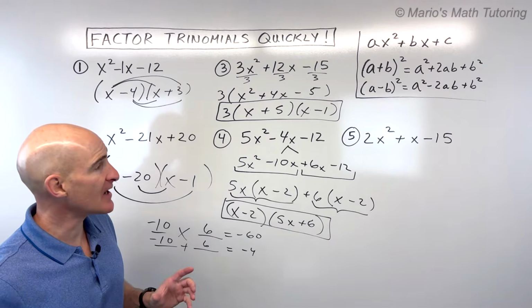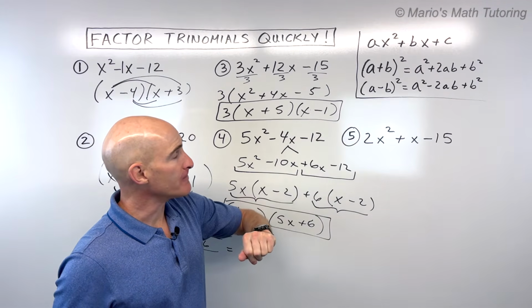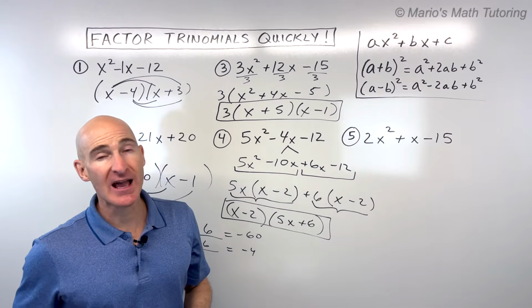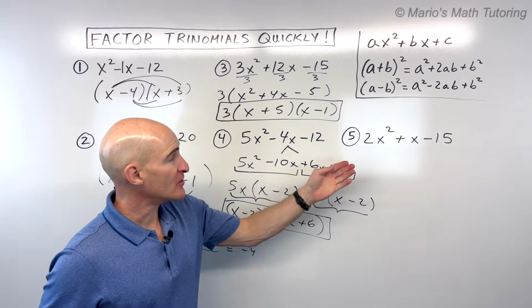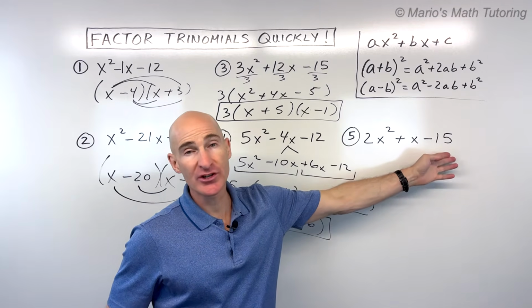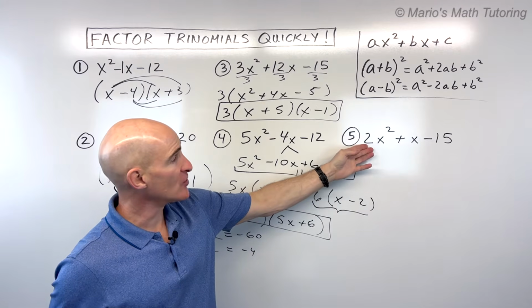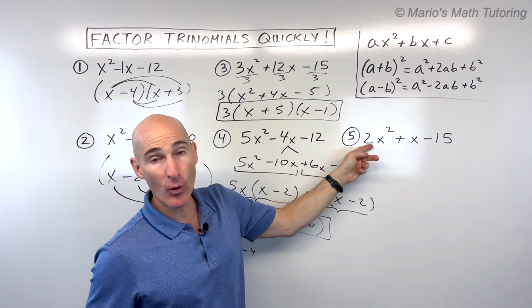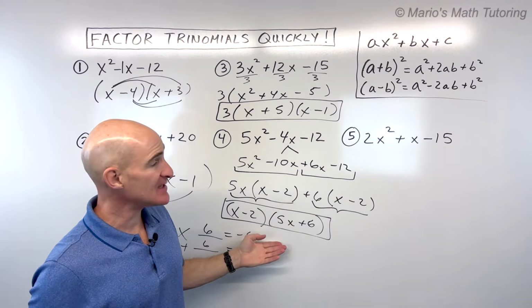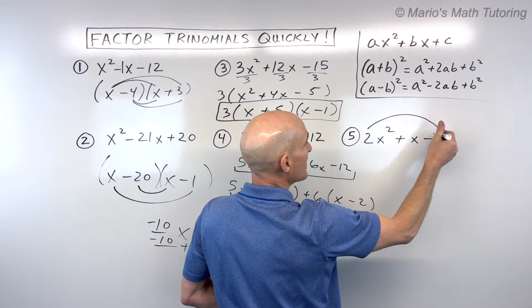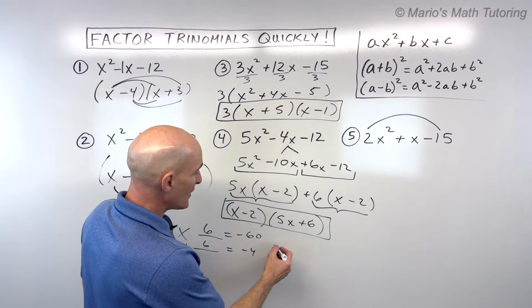So we're going to do another example, number 5 here. First step is we look at it and we say, is there a greatest common factor? Well, it doesn't look like there's anything I can divide out of all 3 terms. So we go to step number 2, which is to analyze, and notice that the a value is not 1. So we're going to use this AC method again, where we take the a times the c, so 2 times negative 15. And again, we can do that work off to the side.